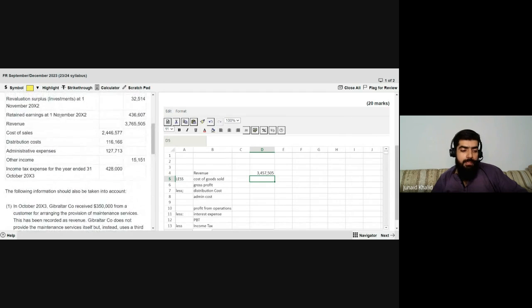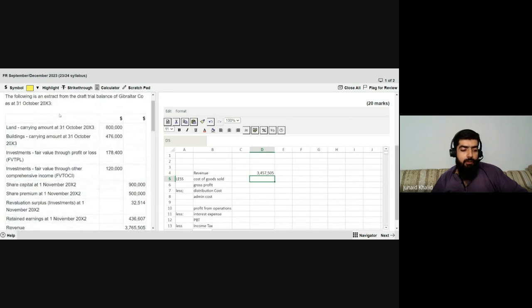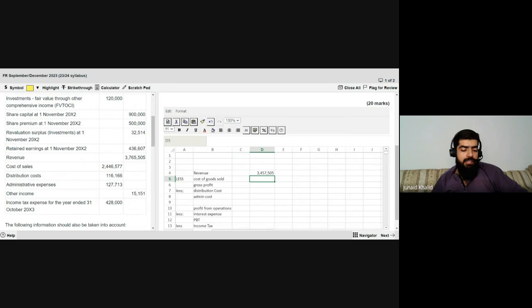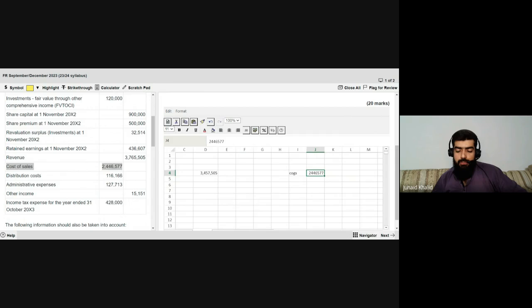Now the major problem is there is no head of account for the inventory. Am I right? And we know that the inventory is hidden in cost of sales. Inventory is always there in the cost of sales, which means if the cost of goods sold is 2446577, so that is the cost of goods sold.